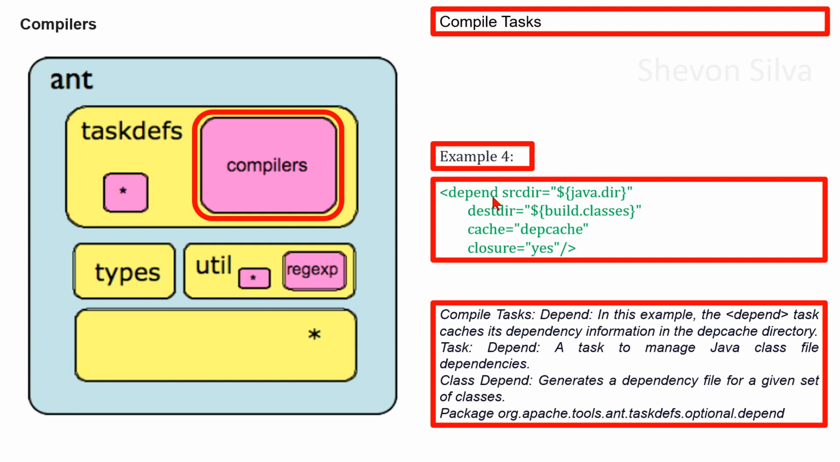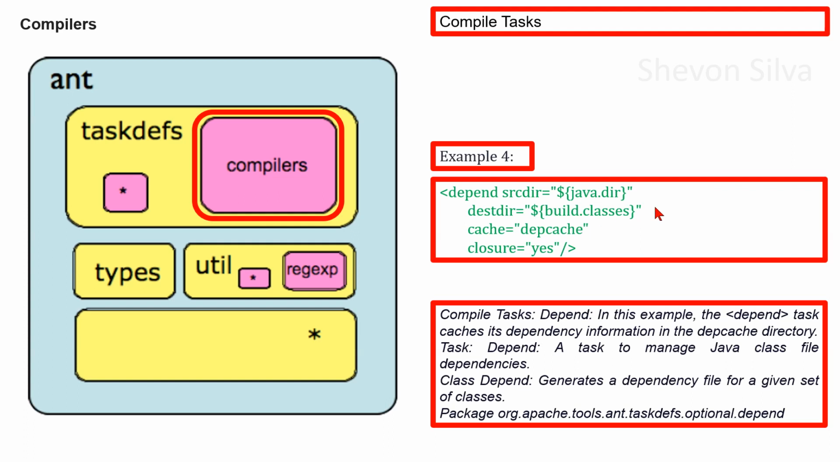With regard to the API, the class depend generates a dependency file for a given set of classes. This is in the package org.apache.tools.ant.taskdef.optional.depend. Here, remove any classes in the build.classes directory that depend on out of date classes.